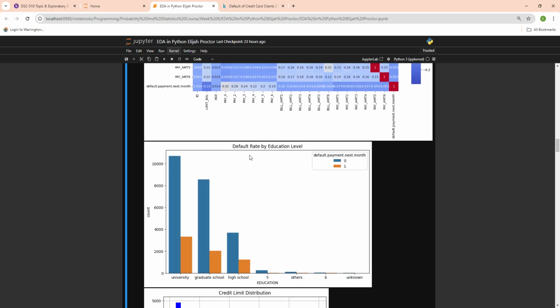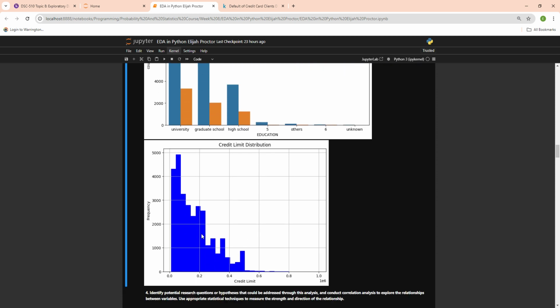Our default rate by education bar chart shows that individuals with university and graduate school education have the highest default rates, whereas fewer defaults are observed among clients with high school education or lower.